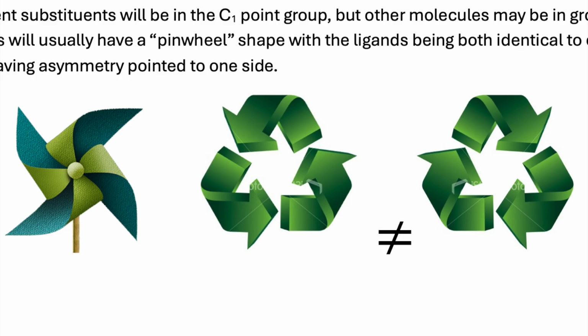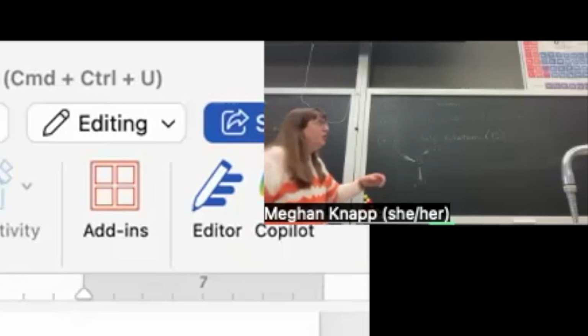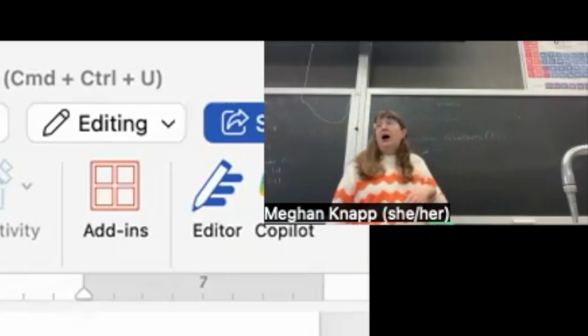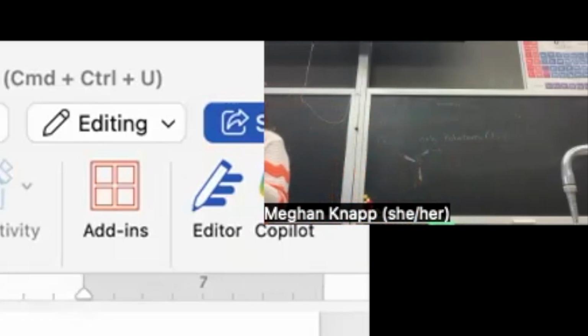Okay, so did I give you the handout? This one? Yes. So if you look at the recycling symbol, notice how you have the arrows pointed in one direction, counterclockwise, or in the other, clockwise. But if I flip those over, then they're not going to look the same on the back. The arrowheads would be in the back instead of in the front. So those would fall into the C3 point group. The same way a pinwheel, when wind blows on it, is only going to rotate in one direction. For a molecule that's in the C3 group, the light will only rotate in one direction.